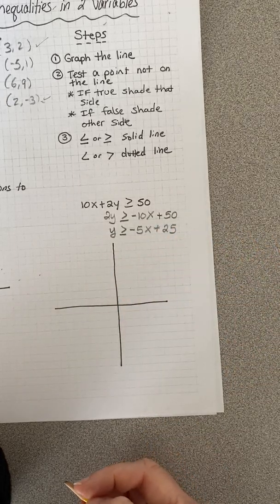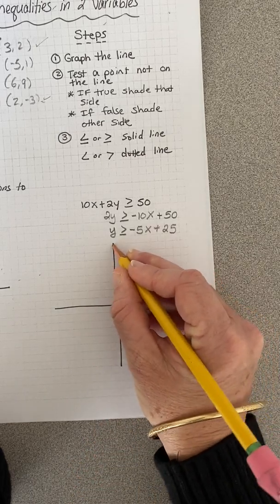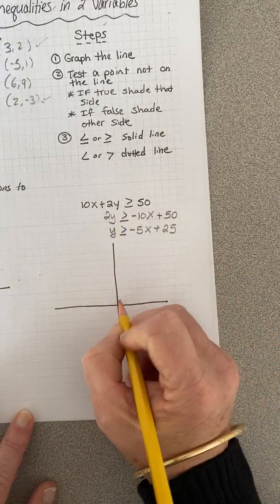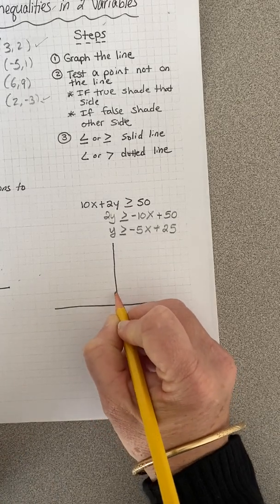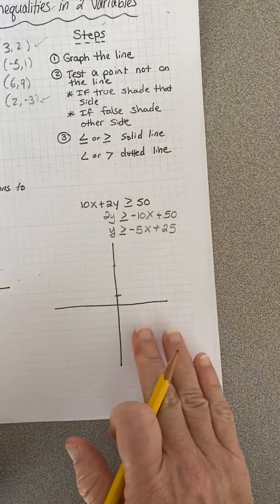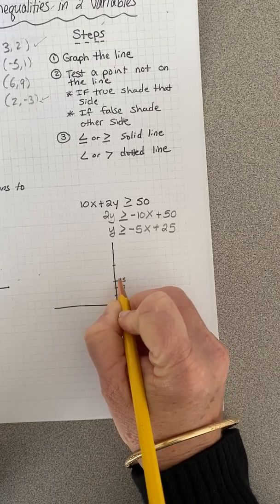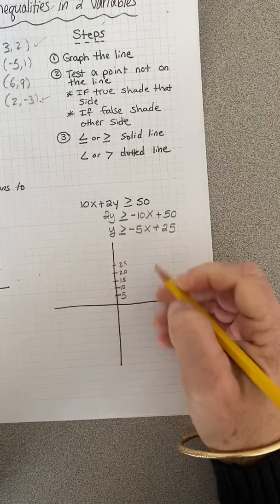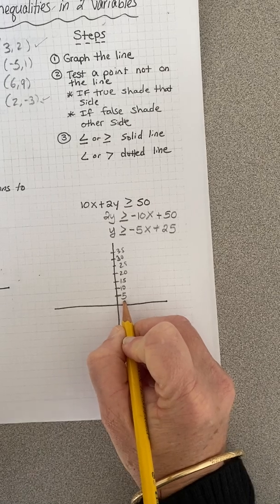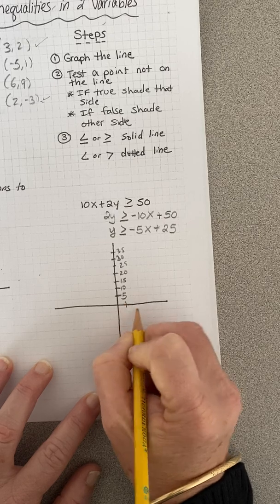All right, so now I have my y-intercept of 25. Let's see, 2, 4, 6, 8, 10, 12, 14, 16, 18, 20, 22, 24. What if I went by 5s? Oh yeah, we could do that. 5, 10, 15, 20, 25. If I'm going by ones, I don't have to write any numbers, but if I'm going by something different, I do need to. So 5, 10, 15, 20, 25, 30, 35. Actually, I don't have to do these by 5s. I can do these by 1s.